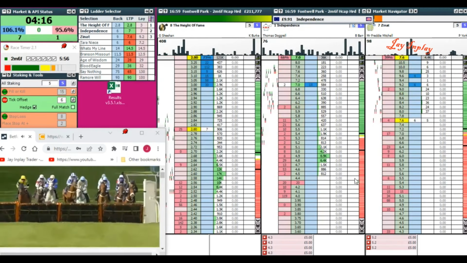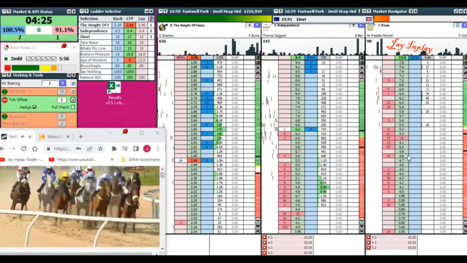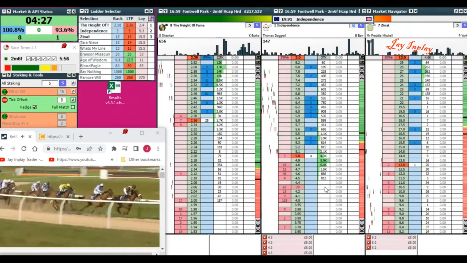The Height of Fame is now joined by Tara Nice, and I'm going to just go about 8 ticks over that. She clattered her way through it. Oh, that was annoying. We didn't quite get matched there, with Zidat never very far away. It was close. What's My Line still holds second place. Independence is free of the traffic.